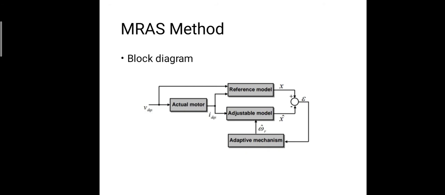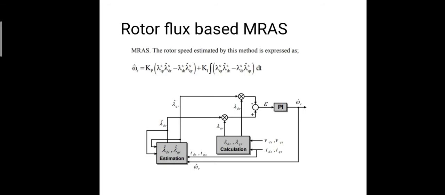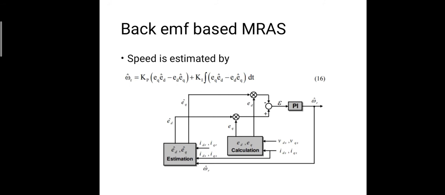It should be noted that speed estimation using MRAS can be classified into various types according to the state variable. The most commonly used are rotor flux based MRAS, back EMF based MRAS and stator current based MRAS. In rotor flux based MRAS, the rotor flux is used as an output value for the model to estimate the rotor speed. When the rotor flux of the adjustable model is in accordance with the reference model, the rotor speed of the adjustable model represents the real motor speed, and the estimated rotor speed can be calculated by using the above formula.